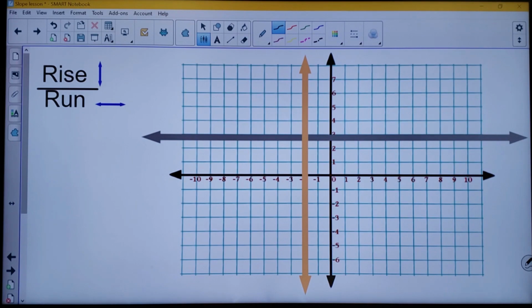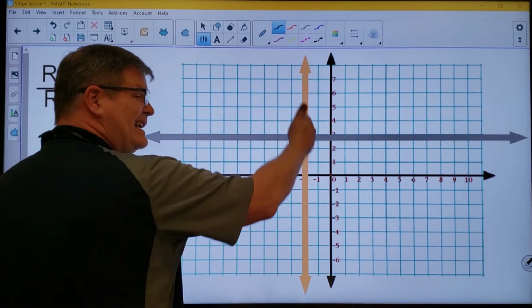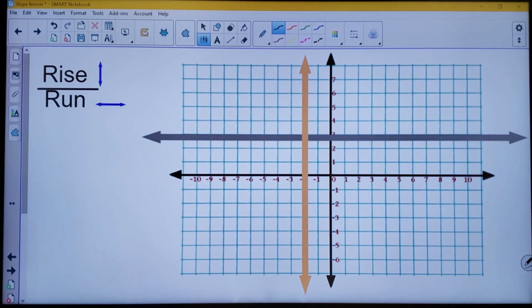So now we're going to talk about the last 2 types of slopes. We're going to talk about a zero slope, which is going to be this horizontal line, and an undefined slope, which is the vertical line. We're going to talk a little bit about why we call one 0 and the other one undefined.